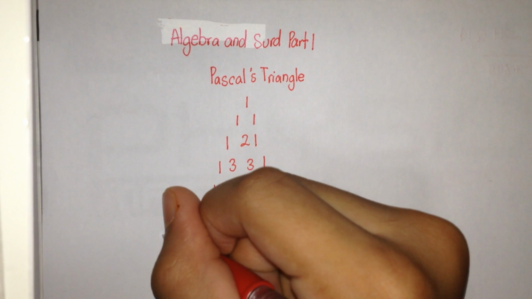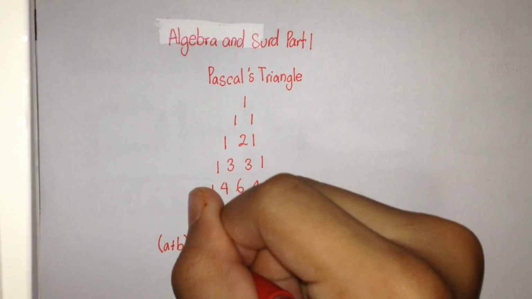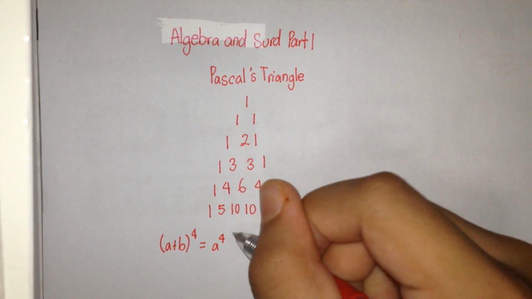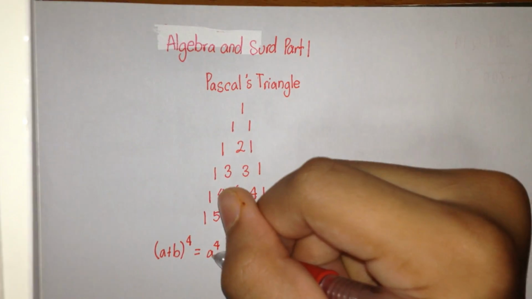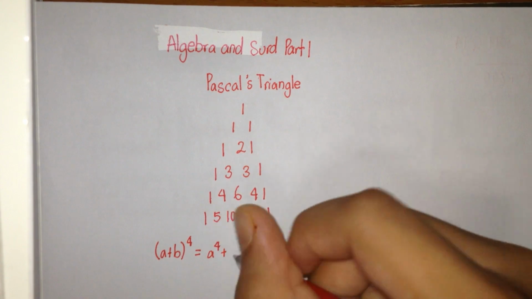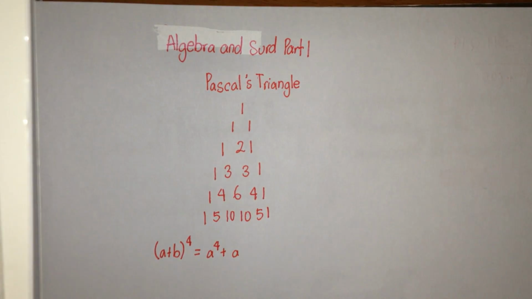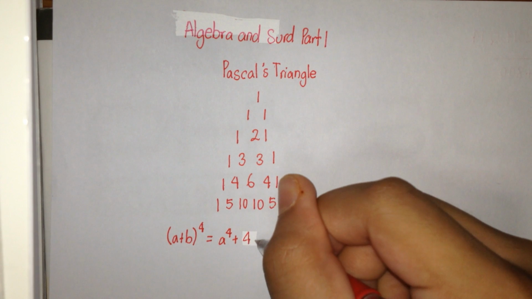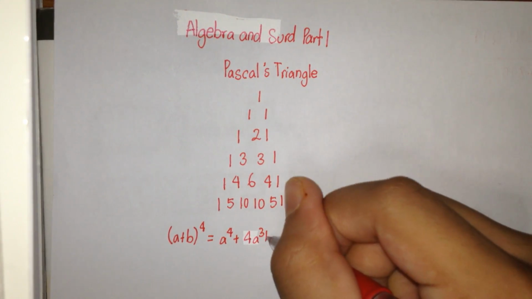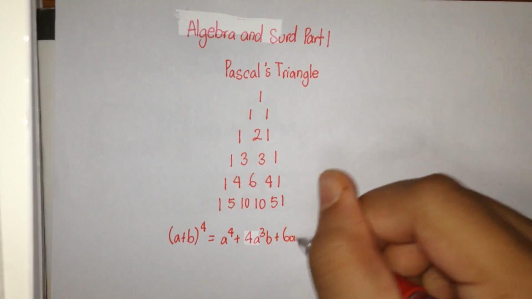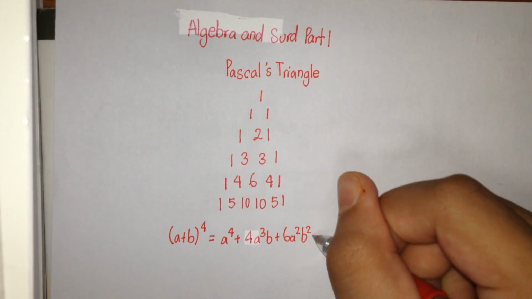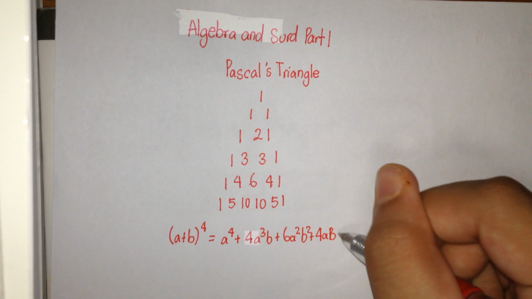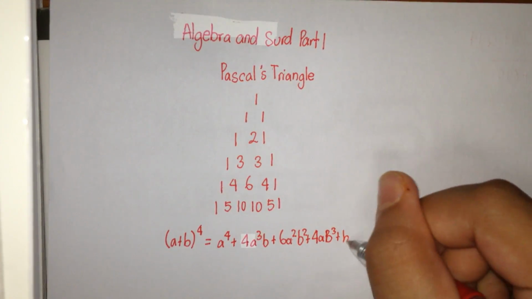Well, if I were to show you a plus b to the power of 4, it would be equal to a to the power of 4, plus 4 a to the power of 3 b plus 6 a to the power of 2 b to the power of 2 plus 4 a times b to the power of 3 plus b to the power of 4.